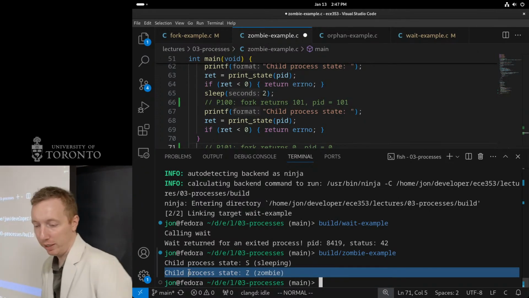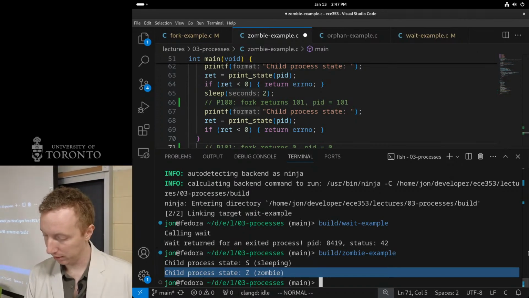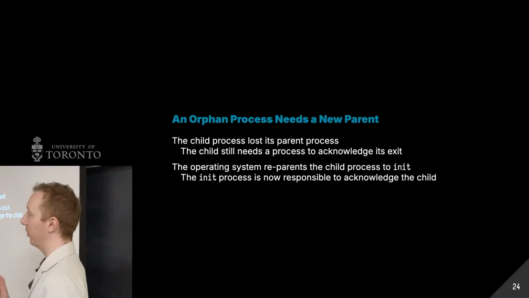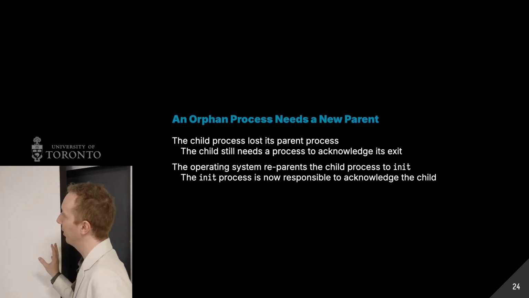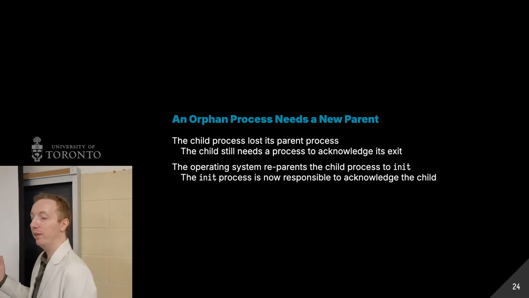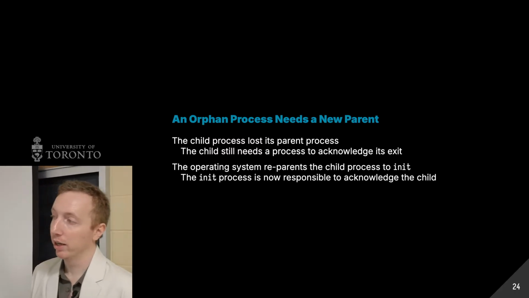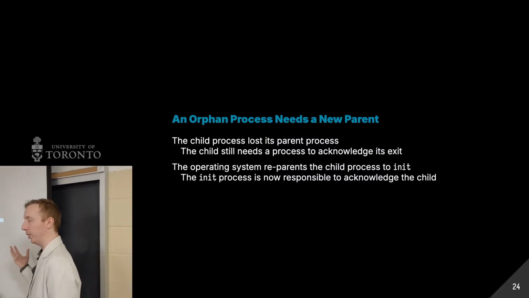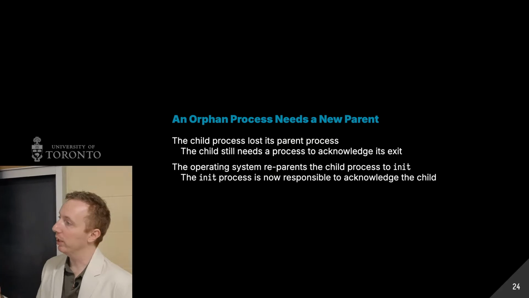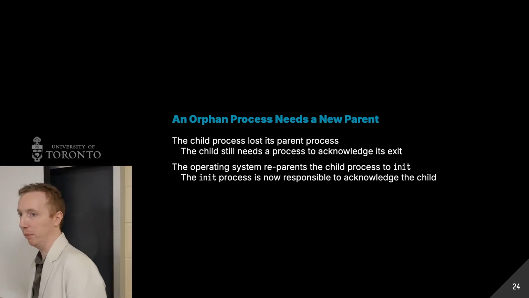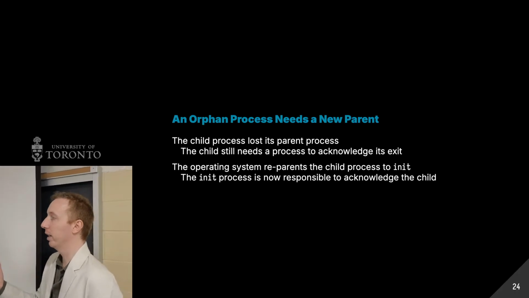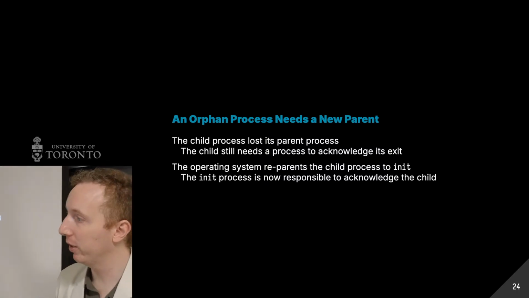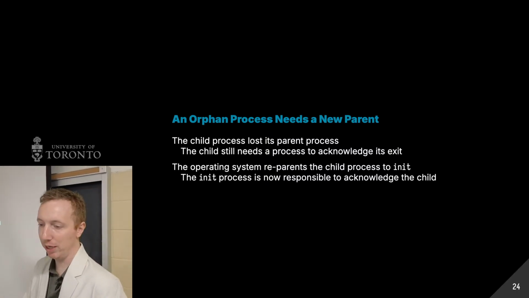All right, so we got to get into the other side. So an orphan process needs a new parent. So the child process lost its parent process. So the child process still needs some process to acknowledge its exit. And the default rule is that Linux, or Unix kernels in particular, really want to maintain this parent-child relationship. So if your parent has terminated, no longer exists, then the kernel will get you a new parent. So it will reparent you, or you can think of it like you get adopted by something else.